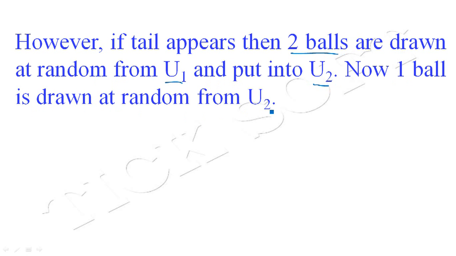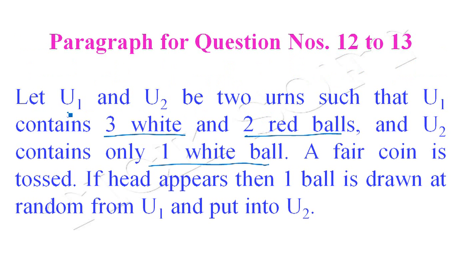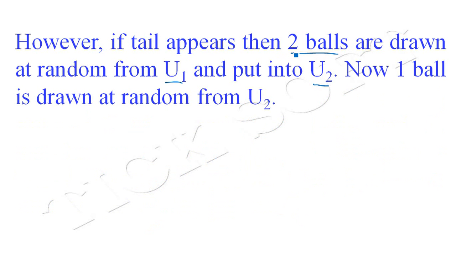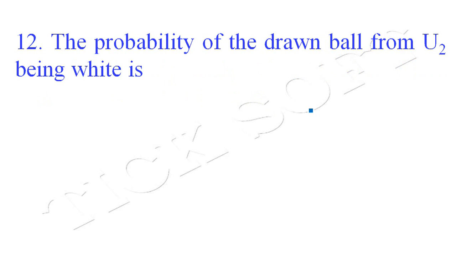So this is the paragraph. Here listen carefully. In U1 we have 3 white and 2 red balls, and in U2 we have only 1 white ball. And a fair coin is tossed. Suppose head appears, then one ball is drawn from U1 and put into U2. Suppose tail appears, then 2 balls are drawn from U1 and put into U2. And now one ball is drawn at random from U2. Now the question is, the probability of the drawn ball from U2 being white is.